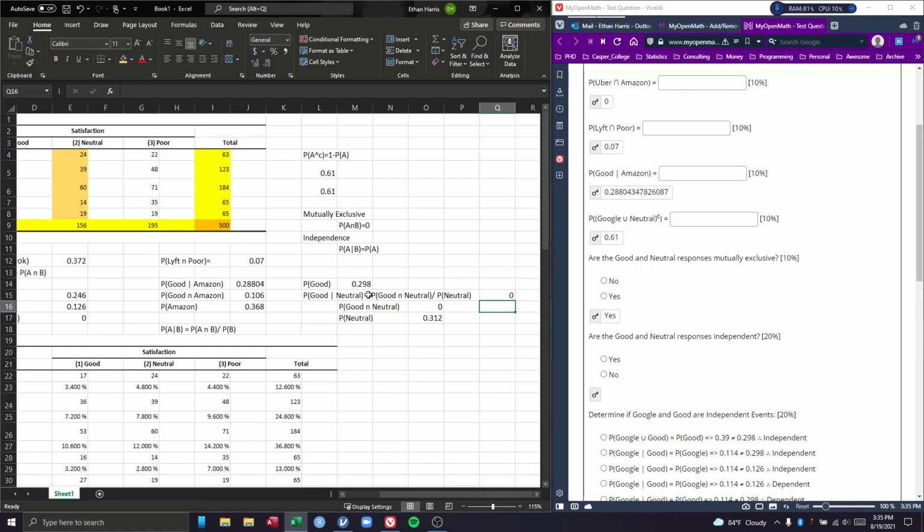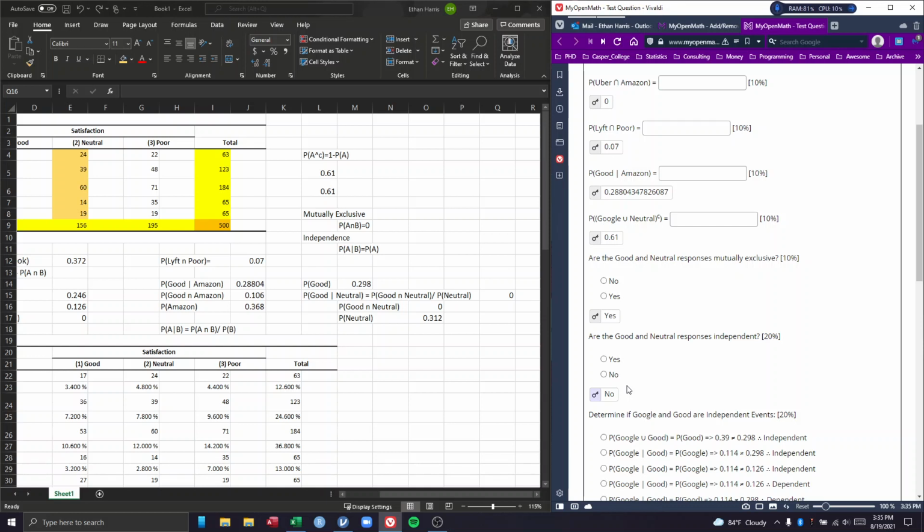And the probability of good was equal to 0.298. So since the probability of good and the probability of good given neutral are not the same, then good and neutral are in fact not independent. They are not independent events.